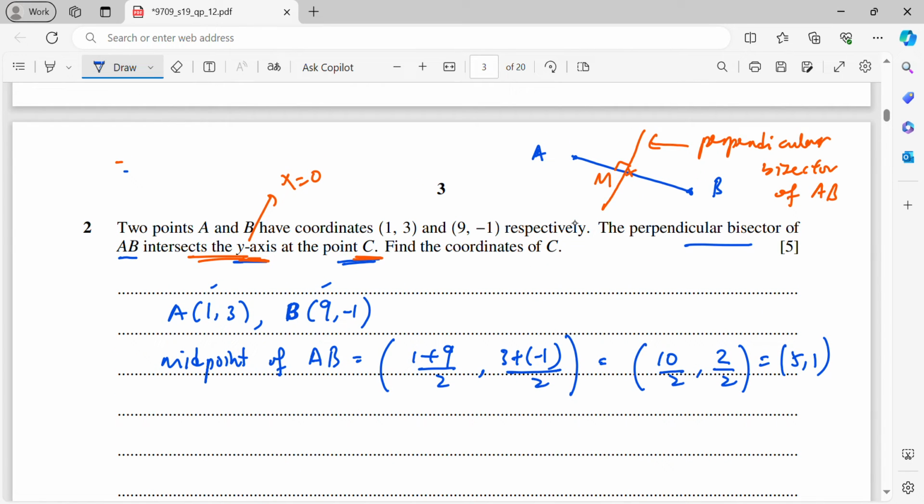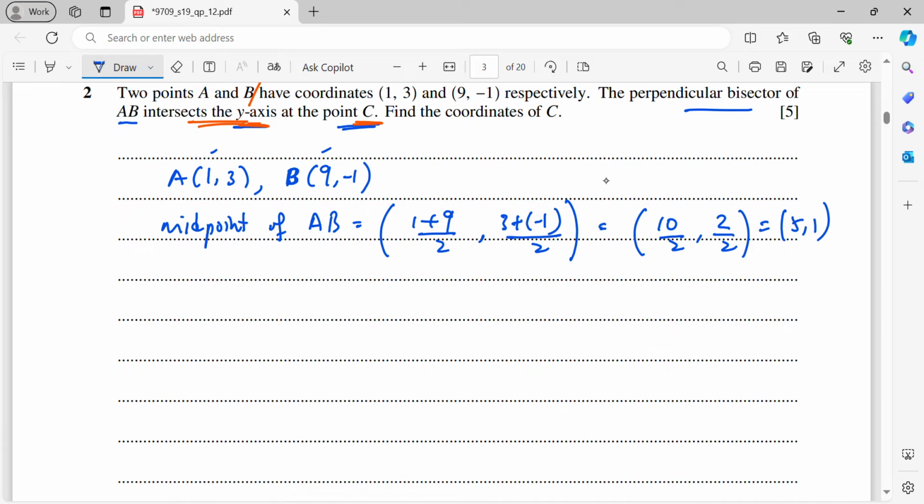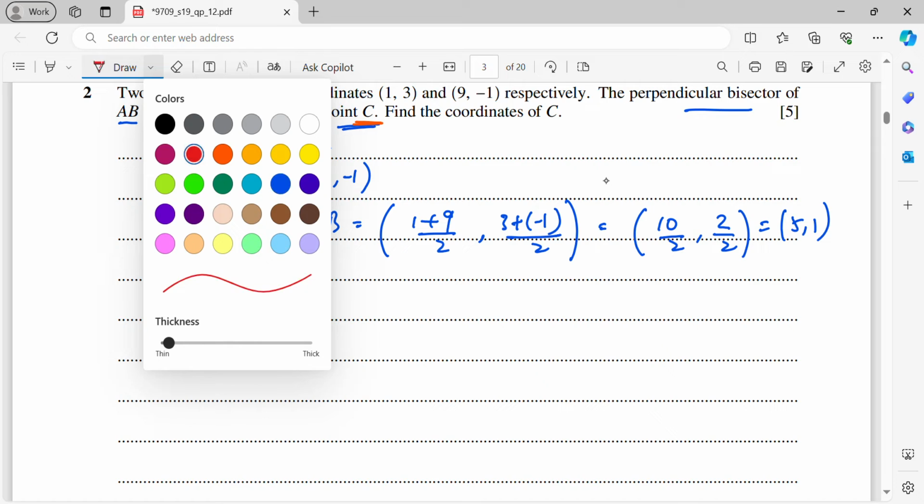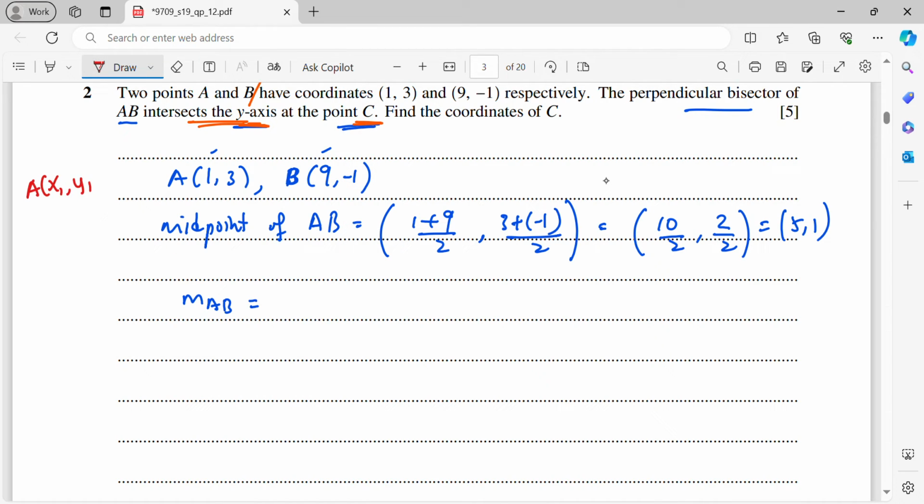And then now here, since the orange line is perpendicular to the blue line, it means that now I need to calculate the gradient of AB. So now, m_AB, our formula is, let's say here A is (x1, y1), B is with coordinates (x2, y2). The m is basically the difference of y over the difference of x. Alright, so now just apply this formula. I will be getting (3 minus -1) over (1 minus 9). So numerator is 4, denominator is minus 8. Therefore, I'm getting negative half.